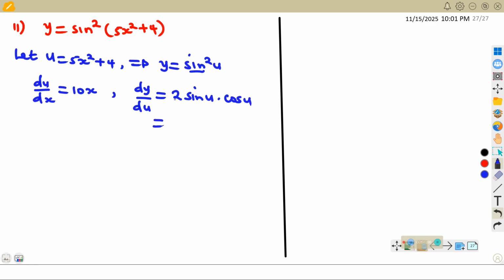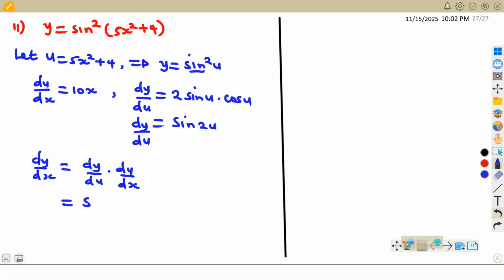So when you have 2 sine u cos u, this is the same as sine of 2u, and this will be dy du. Having got dy du and du dx, we can use what we call the chain rule here. So from here we can get dy dx, and dy dx will be the same as dy du times du dx. But dy du is sine of 2u, and du dx is 10x.